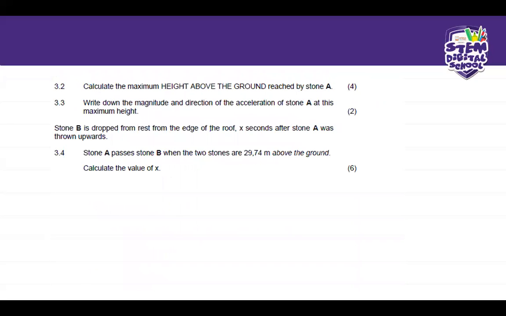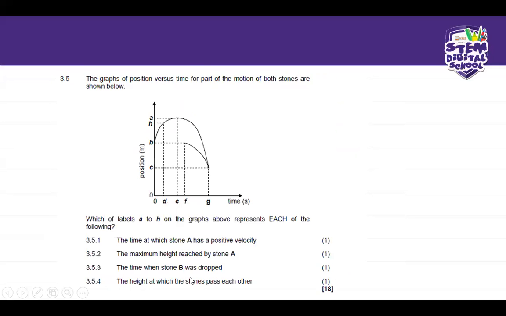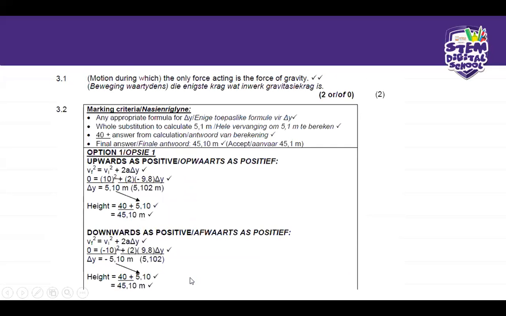It says calculate the maximum height above the ground reached by stone A. So which is this one? Stone A. They want this height here above the ground, so this piece of height here. Eventually you're going to say this total height minus 40 gives us what we need here. So now we need to calculate it. Okay, and how are we going to do that? We're going to take upwards as positive.